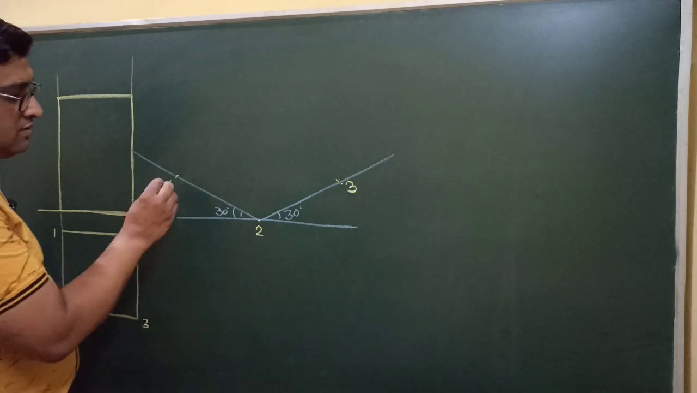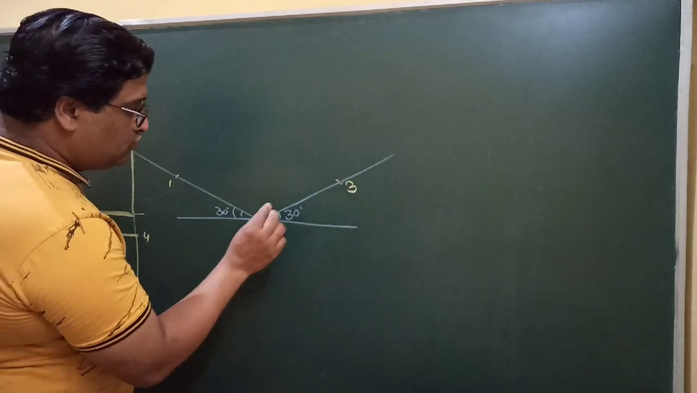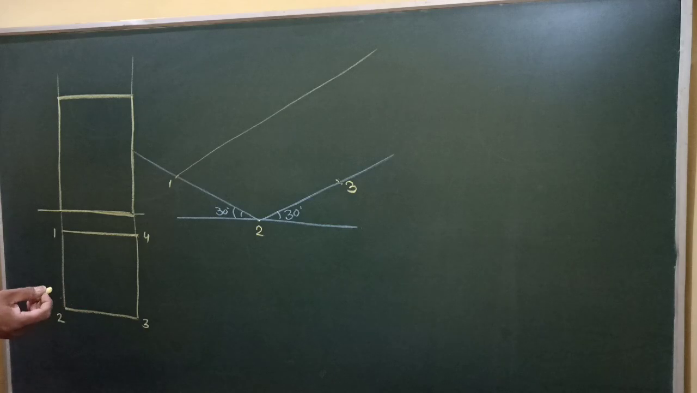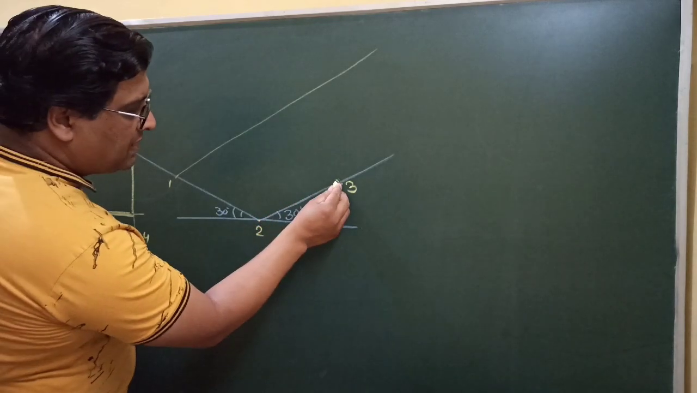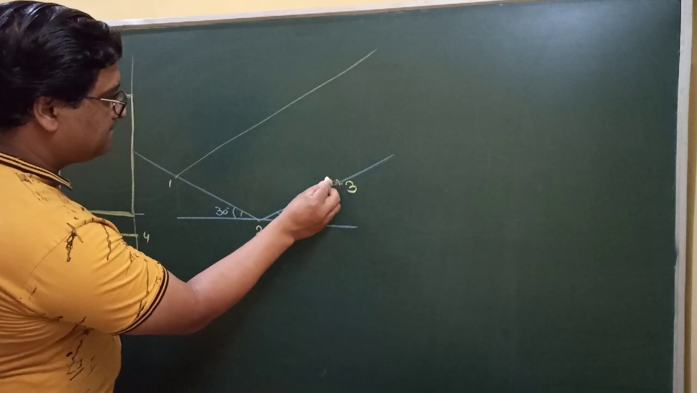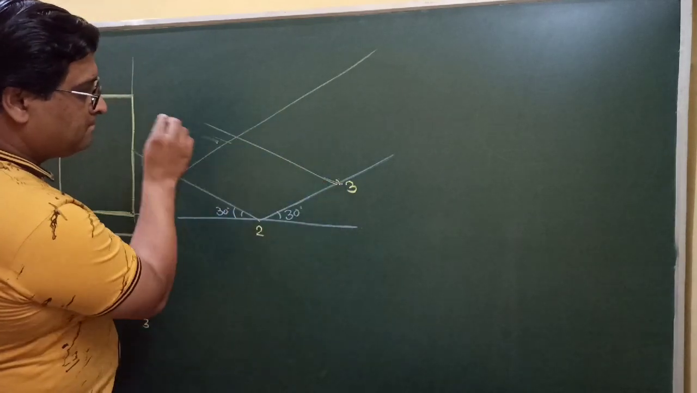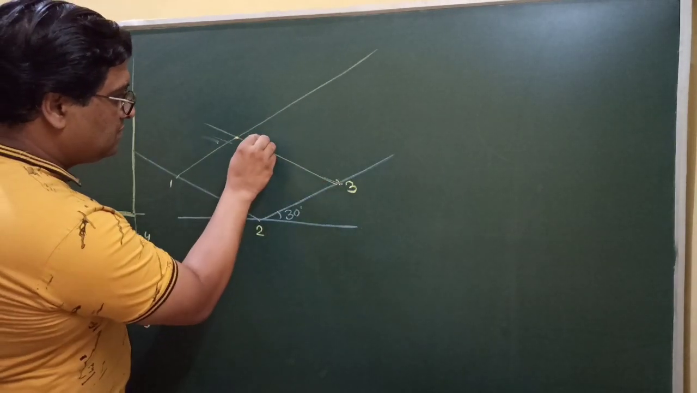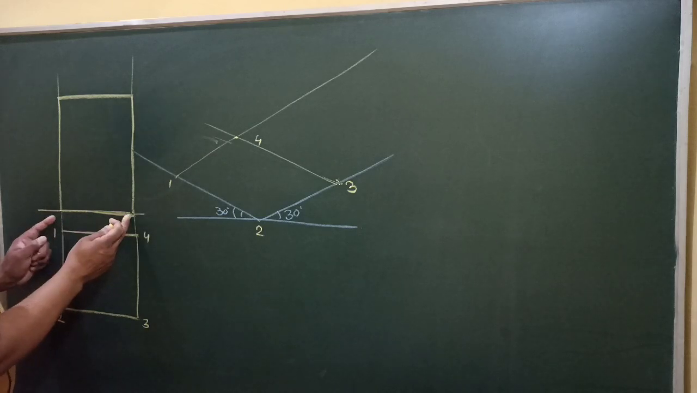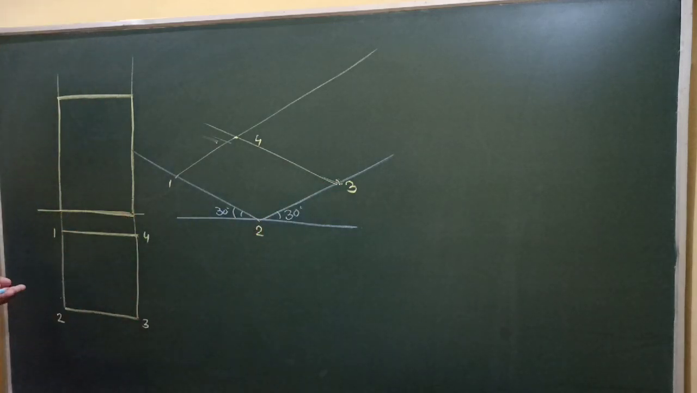Now as per the rule, you have to draw a line from 1 parallel to 2, 3. So this may be the line. Similarly, you can draw a line parallel to 1, 2 from point 3, so that you are getting point 4 here. This is the base of the prism we have drawn in isometric view.